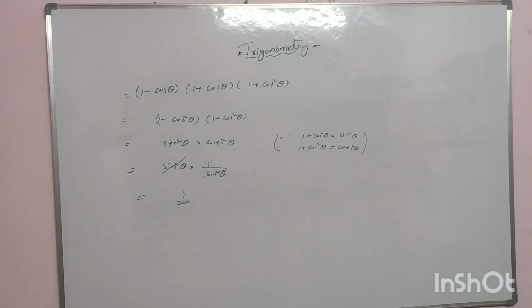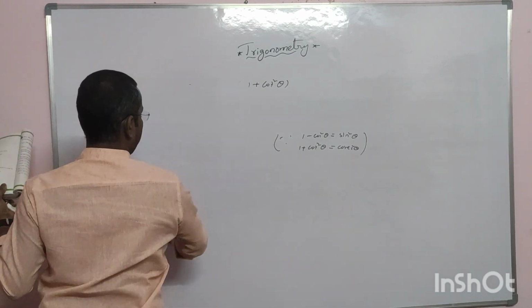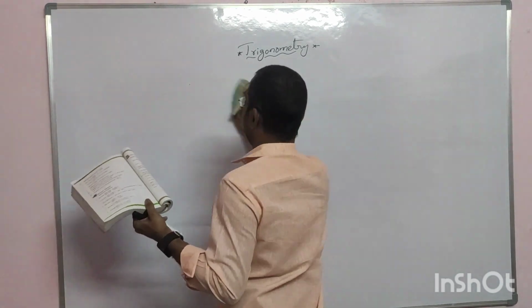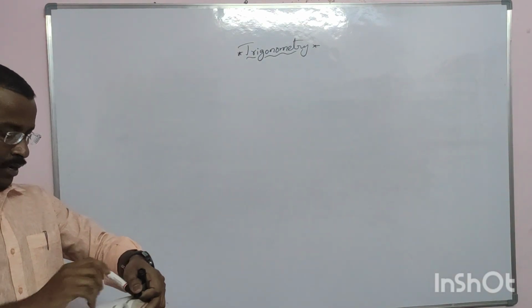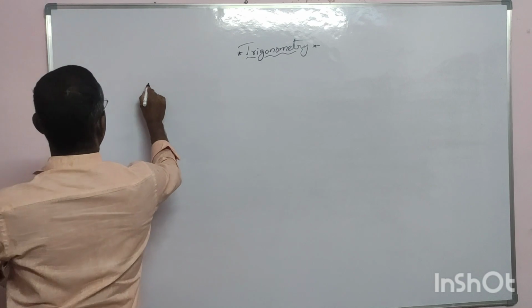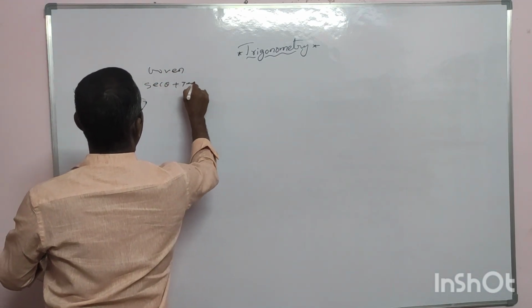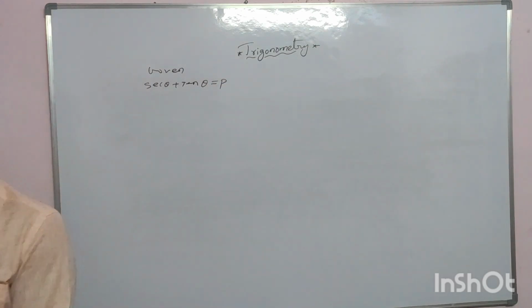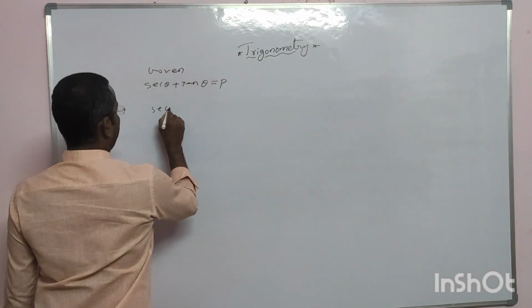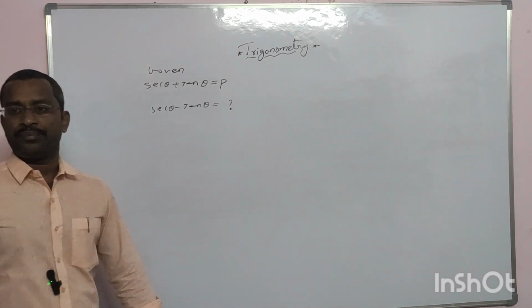And the last most beautiful question, repeatedly asked. Given sec theta plus tan theta is equal to p. Now he is asking to find sec theta minus tan theta. Sec theta minus tan theta is equal to what?